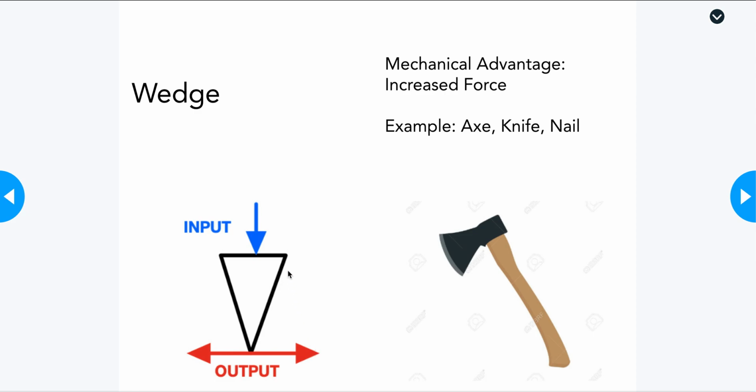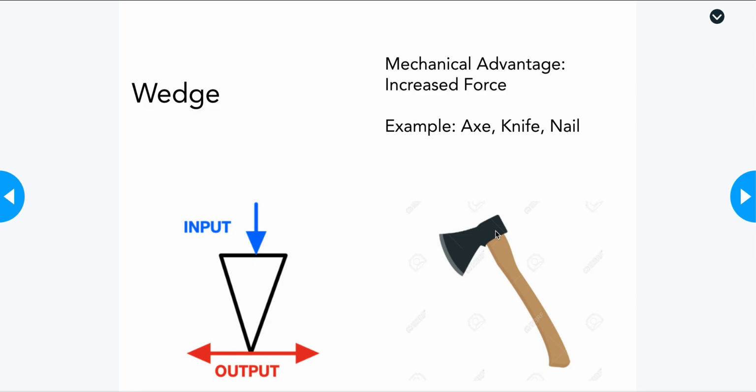The advantage of this is that you move a great distance in order to push down on the wedge. And then that distance is turned into a greater force, which allows you to split wood. If you think about it, you swing an axe really hard and you're moving a great distance. And when you get to the wood, you actually don't move that far.